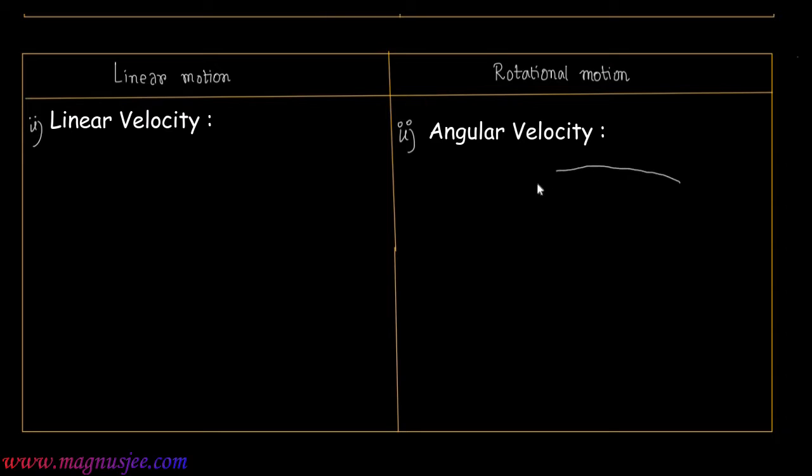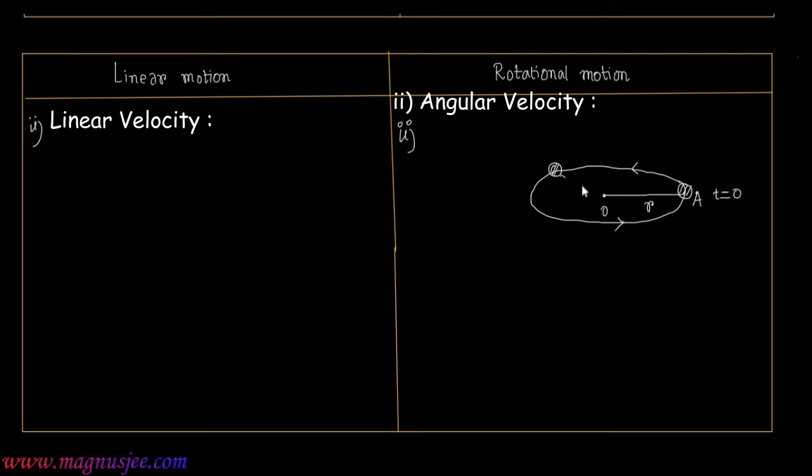Now we can compare linear velocity and angular velocity in terms of dimensional analysis. R is the radius of circular orbit. We have a body at the point A at instant t equals 0. The body is revolving anti-clockwise in a horizontal circular orbit, and at instant t equal to t second the body will be at the point B. At the point B the body will have tangential final velocity v.